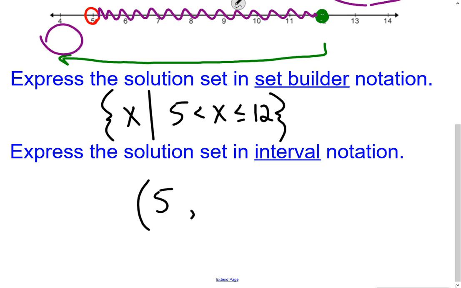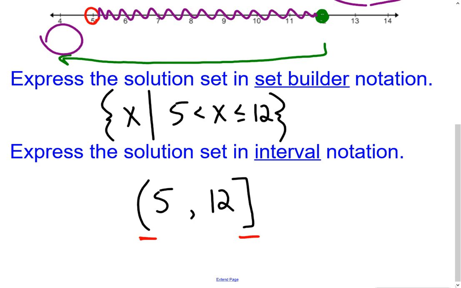We're going to put a comma, and then we're going to put our large number to the right, 12. Now, this is going to be a bracket here, though. So here's the reason that on this side we have the normal parenthesis, and on the right side we have the bracket. This parenthesis here is because the x is less than 5. We don't include the number 5. But on this side, the bracket is telling us to include the number 12.